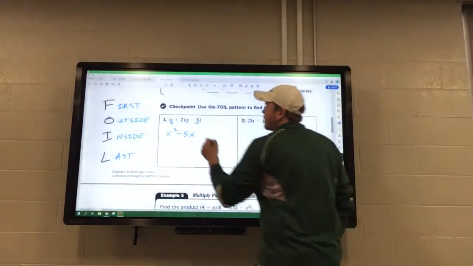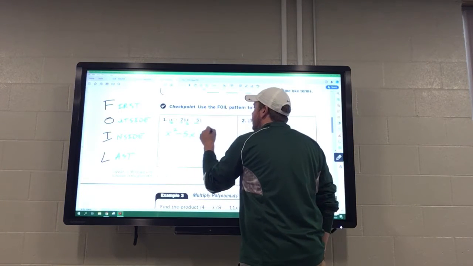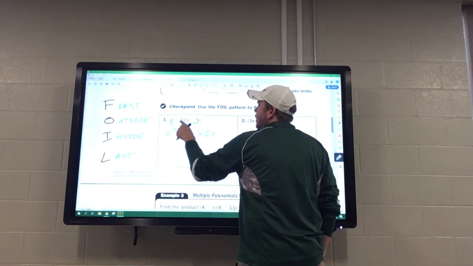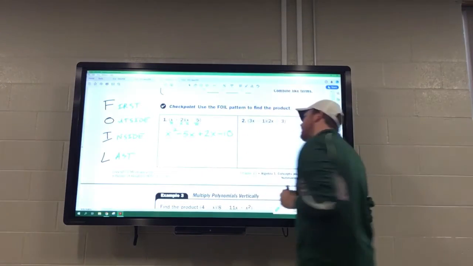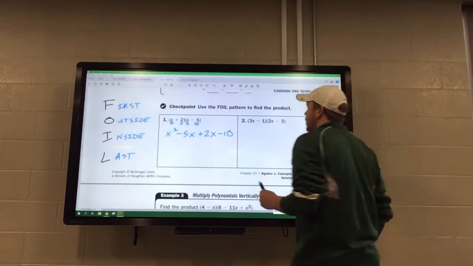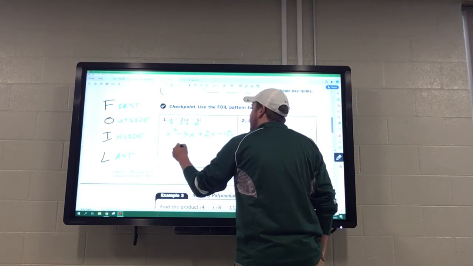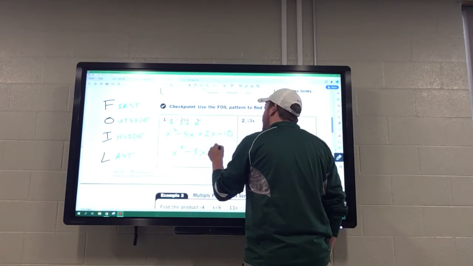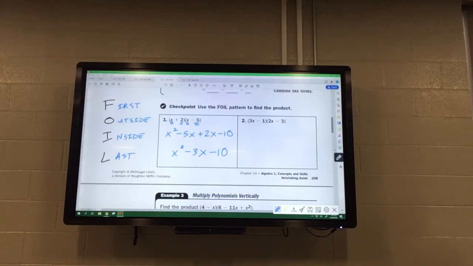Inside, 2 times x gives me 2x. And last, 2 times -5 gives me -10. Then we combine like terms if we can. In this case, we can combine the -5x and the 2x, which gives us a -3x. So our final answer is x squared minus 3x minus 10. Let's do checkpoint number 2.